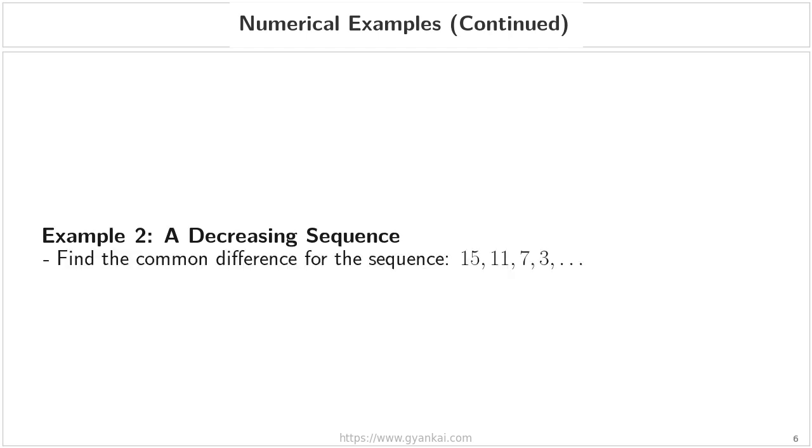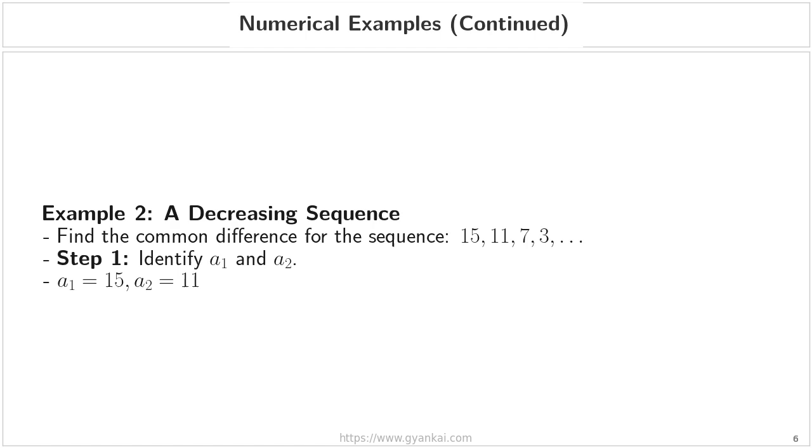Our task is to find the common difference for the sequence: 15, 11, 7, 3, and so on. Let's follow the same systematic process we used before. First, we need to identify our first 2 terms.